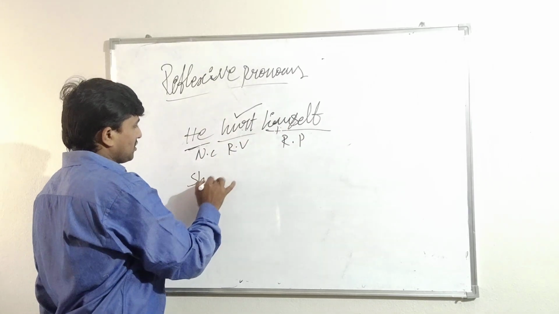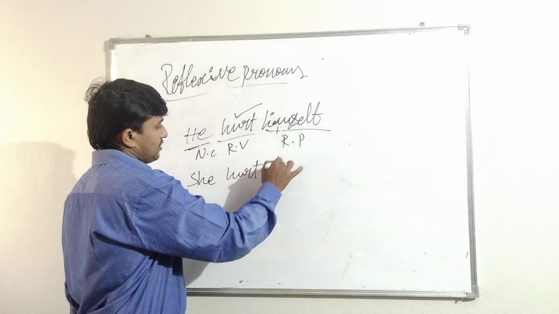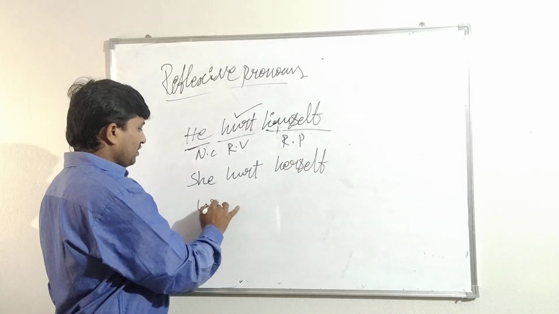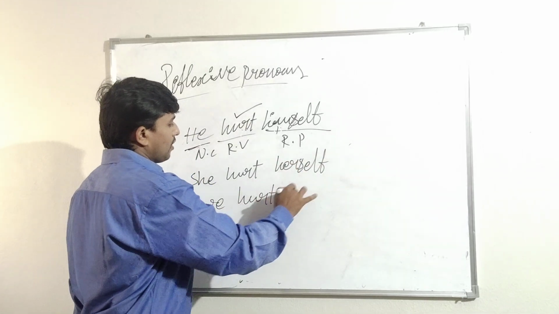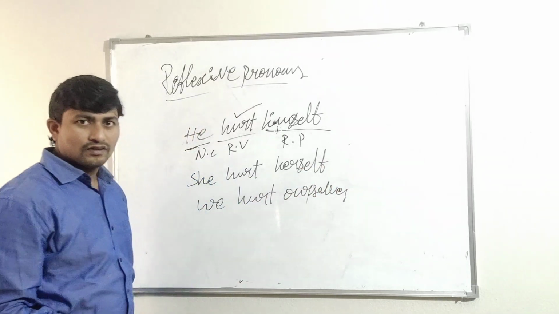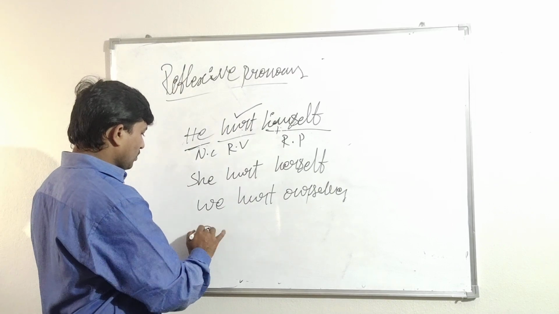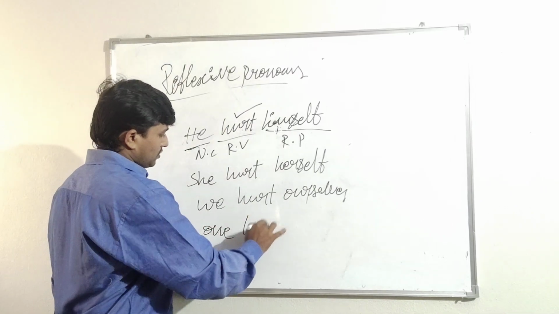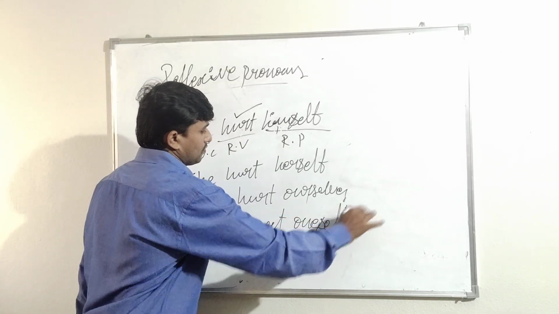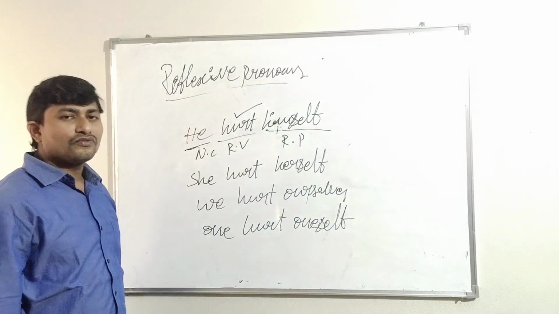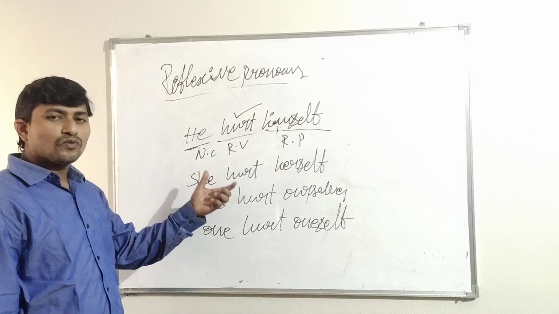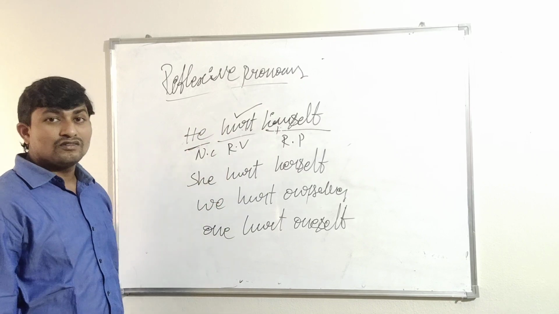Like see here, she hurt herself. We hurt ourselves. One hurt oneself. See, this is the way of making sentences by using reflexive pronouns. This is the way of usage of reflexive pronouns.